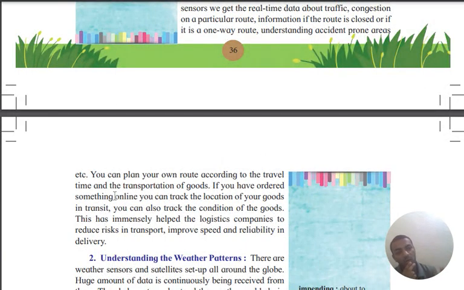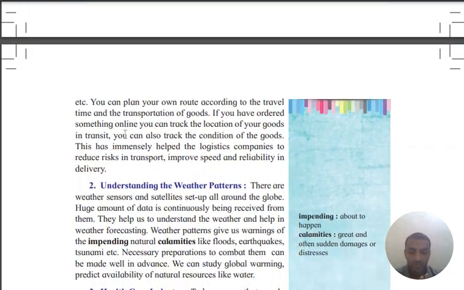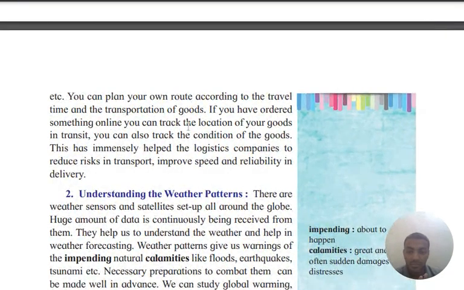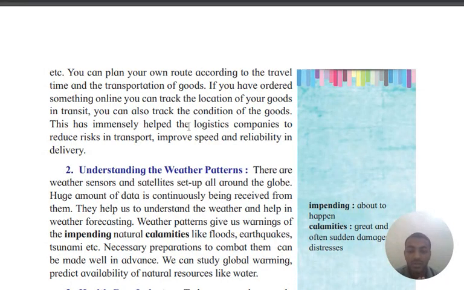So if you are getting this much information, definitely you will also take benefit. And I have even seen that when people are using Google Map, they take its help. They see that this area is a traffic zone or accident prone area, so they decide with the help of Google Map, right? And you can plan your own route according to travel time and transportation of goods. And if you have ordered something online, you can track the location of your goods in transit.